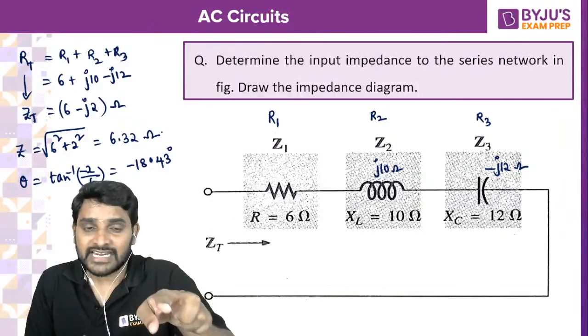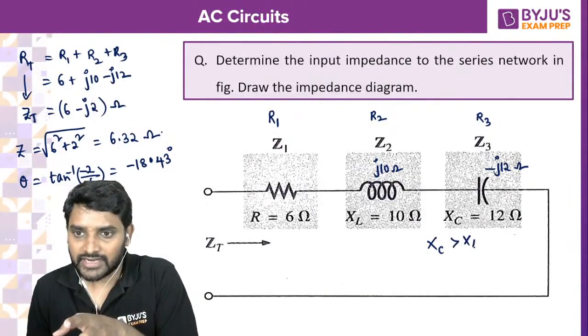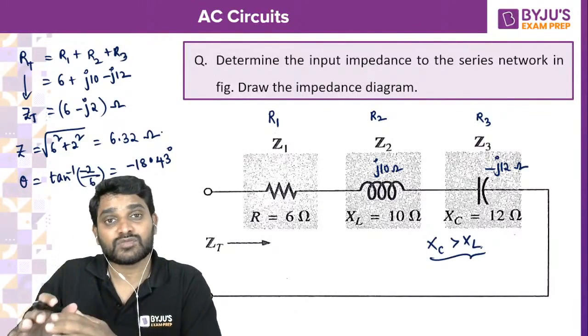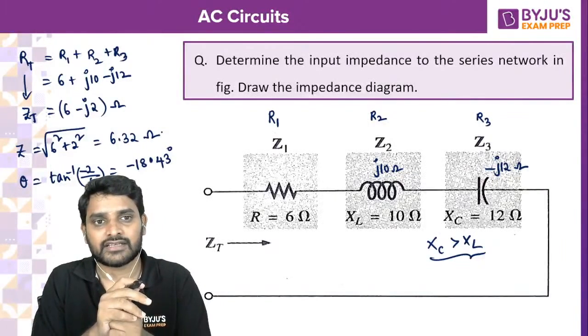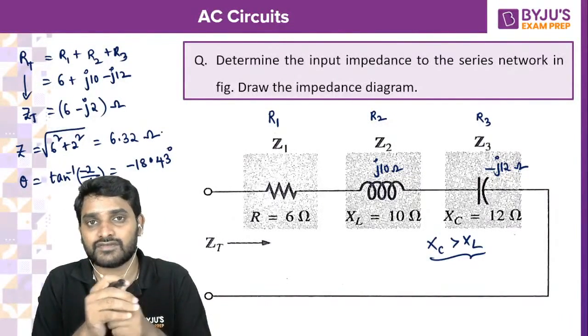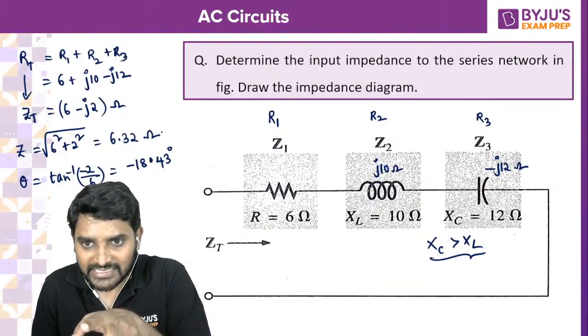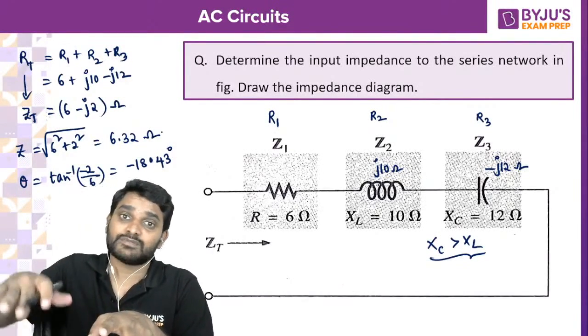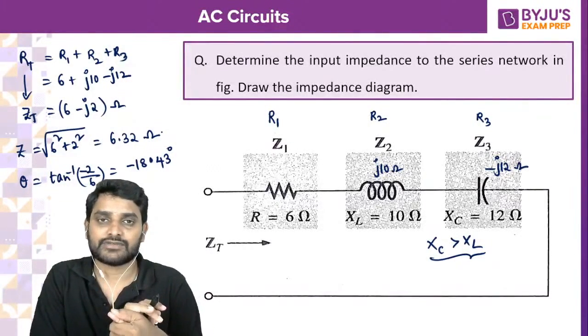You see, negative angle. That means what? Capacitive reactance is dominating the inductive reactance. The capacitive reactance is more dominant than the inductive reactance, so I have got a negative angle. For capacitive circuits, the impedance angle will be negative. Even though we have an inductive nature, the capacitive reactance is much more dominant than the inductive reactance.